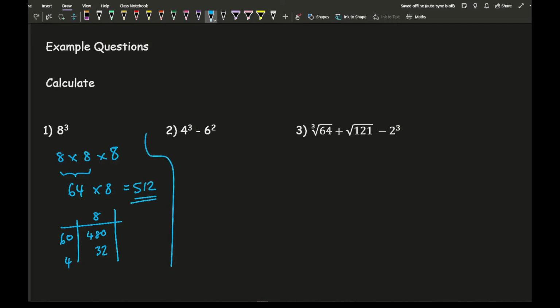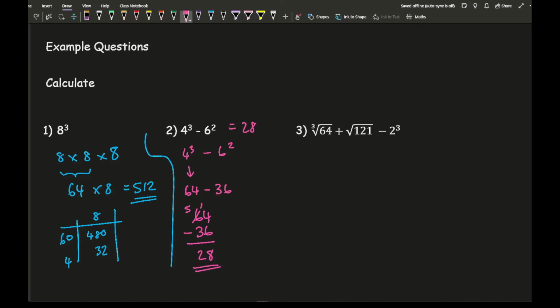In terms of 4 cubed take away 6 squared, well 4 cubed is 64, take away 36. So I just have to do 64 take away 36. And just doing the simple calculation, I get 28.